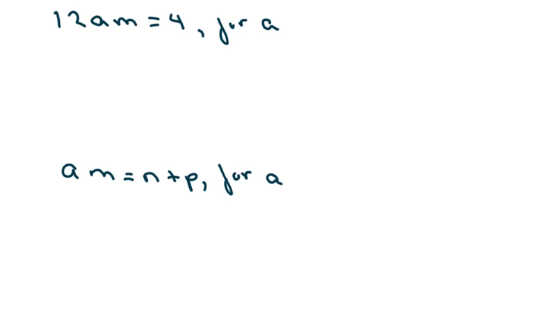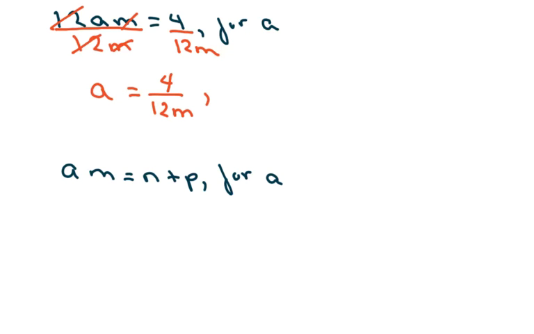Here we have to solve for a, so what I'm going to do is just divide, we're getting into the medium ones now, by 12m. This way the 12's cancel, that equals 1, and the m's cancel, so you get a equals 4 over 12m. Now this can reduce. Both of these are divisible by 4, so you're going to get a equals 4 divided by 4 is 1, 12 divided by 4 is 3m.